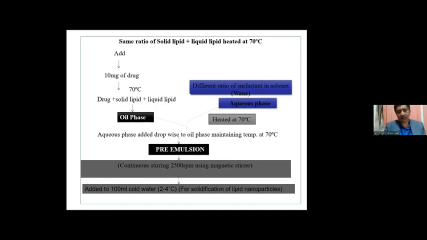using a magnetic stirrer for half an hour. Then this pre-emulsion was further added to 100 ml of cold water, which is maintained at a temperature of 2 to 4 degrees centigrade for the solidification of lipid nanoparticles.